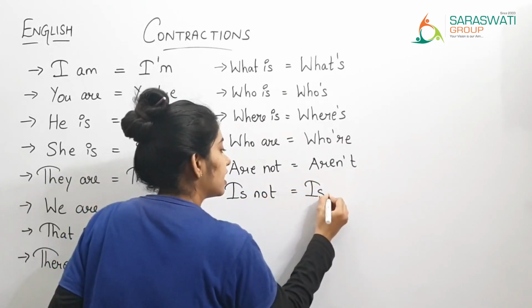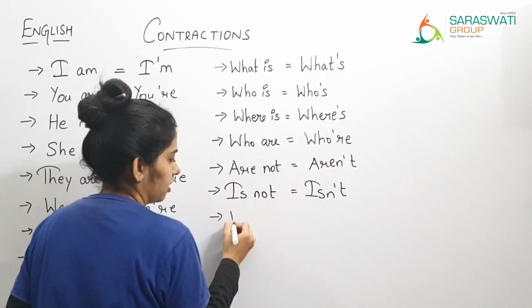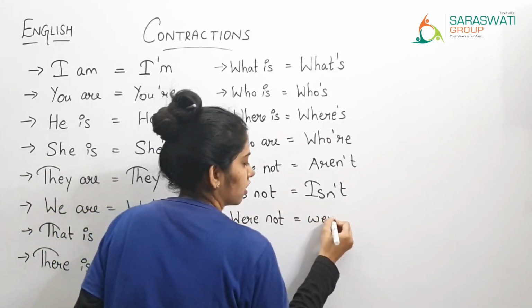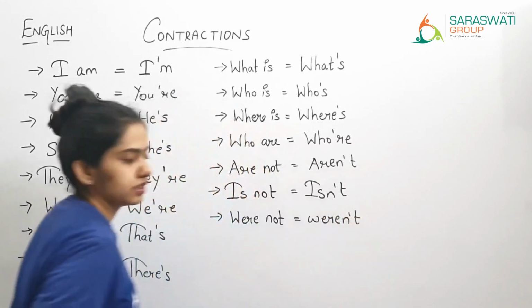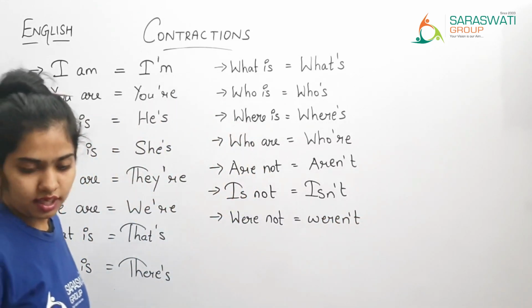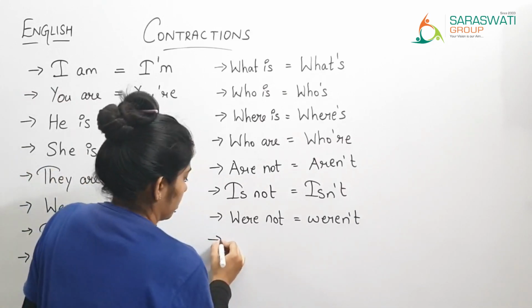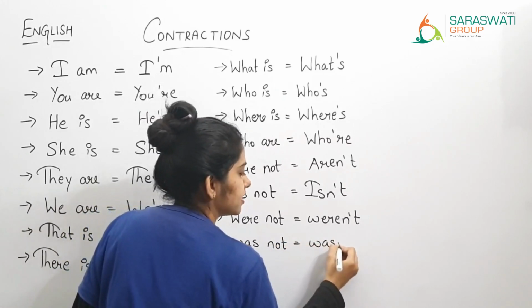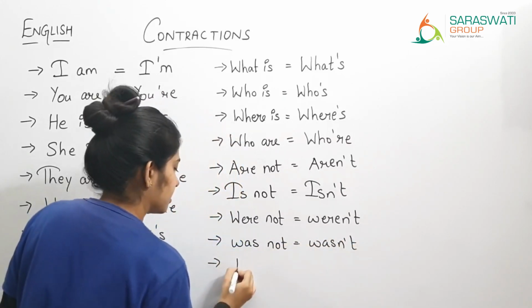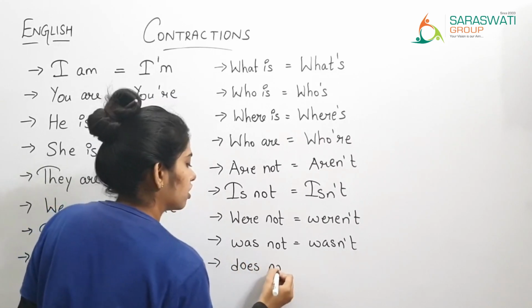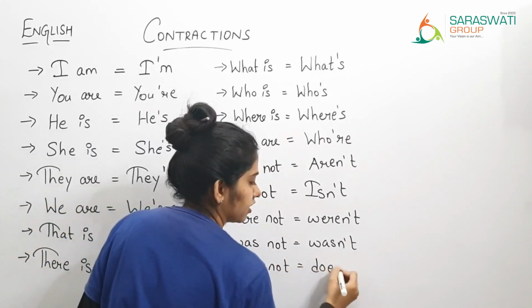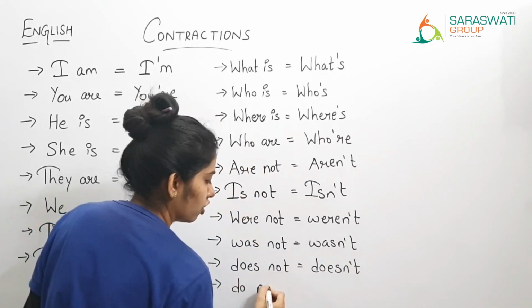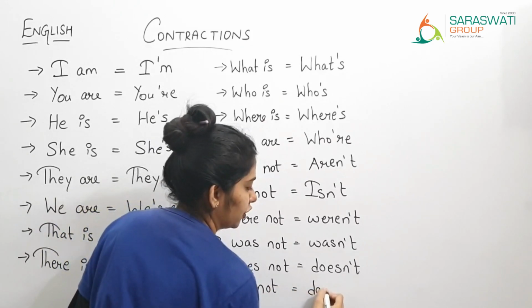So isn't. Were not: weren't. Then was not: wasn't. Does not: doesn't. Do not, then don't.